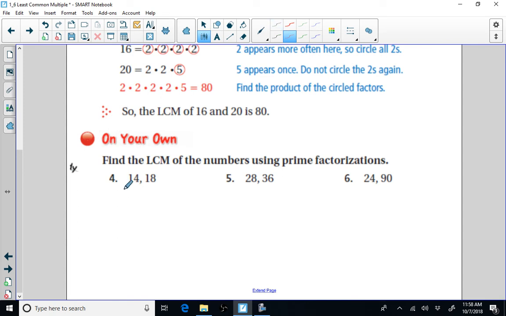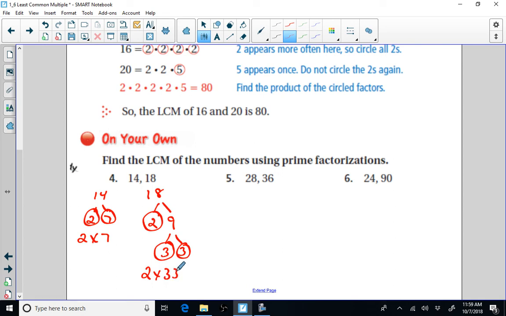If I'm starting with example 4, I have 14 and I have 18. First I start with my factor tree for 14. For 14, we have 2 times 7 is 14. They're both prime. So the prime factorization is going to be 2 times 7. If I do a factor tree for 18, I know that 2 times 9 is 18. 2 is prime. 9 is not prime. 9 can be factored as 3 times 3, where 3 is prime. So the prime factorization for 18 is 2 times 3 times 3. Right, let's fix that.